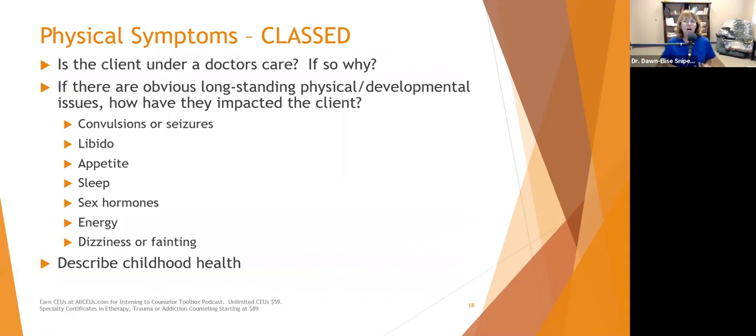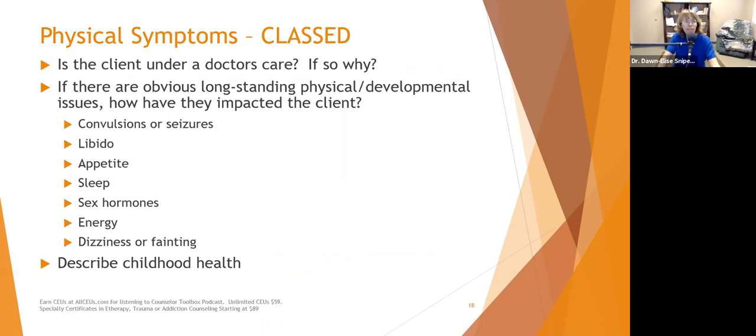If there are obvious long-standing physical developmental issues, how have they impacted the client? So if the client has a stutter or a lisp or has visual impairment or has hearing impairment or has really bad scoliosis or a limp or whatever it is, ask how it has impacted the client over the course of their life. We want to ask them about whether they've had convulsions or seizures in the recent past. 3 to 6 months is usually good.